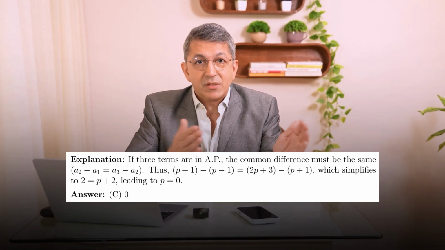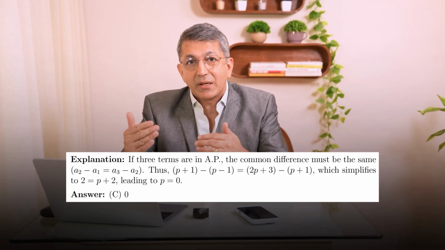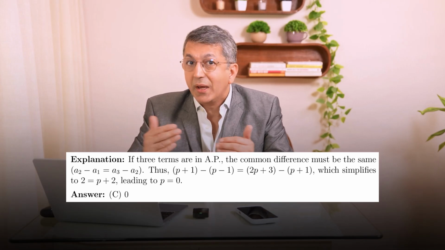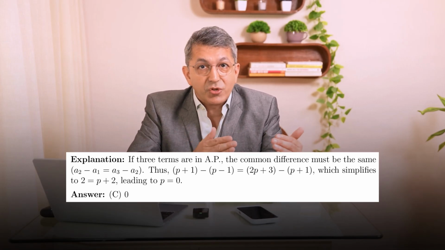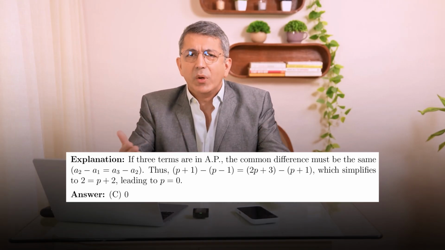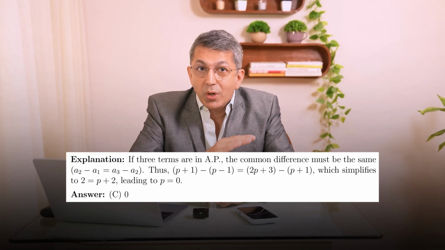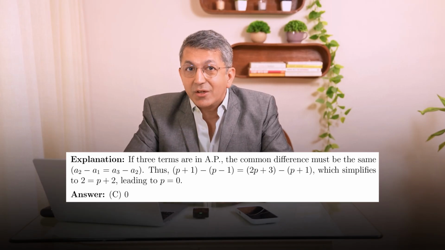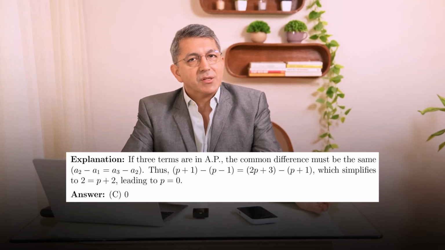Thus, (p + 1) minus (p minus 1) is equal to (2p + 3) minus (p + 1), which simplifies to 2 = p + 2, leading to p = 0. Answer C, 0. Question 4.